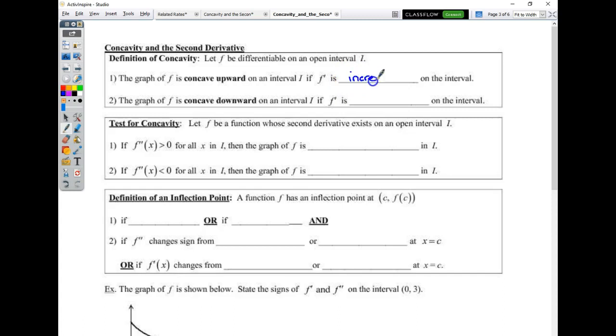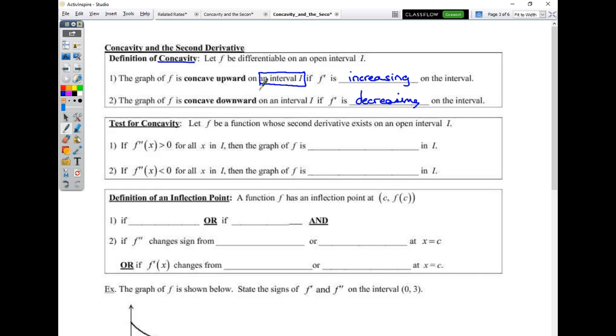increasing on the interval. Or the graph of f is concave down on the interval I if f prime is decreasing. Now, one thing I do want to point out, you will notice that concavity is defined on an interval I. Concavity is not going to happen at a specific point, unlike increasing and decreasing, where we might say at this point this is an increasing function. They are very particular about that, making sure that you understand concavity is over an interval.